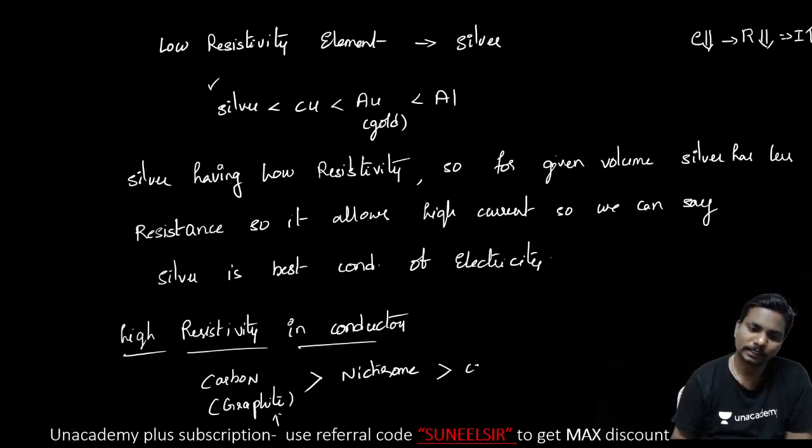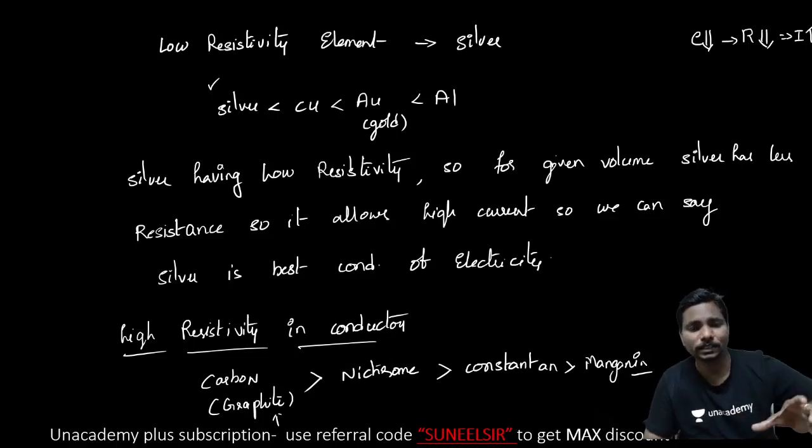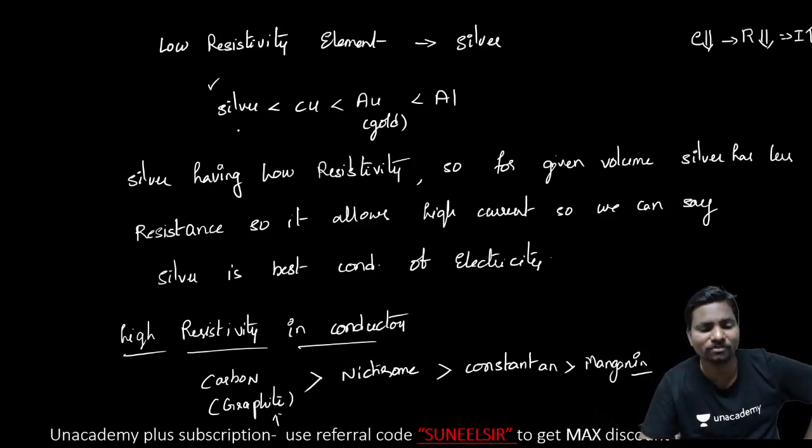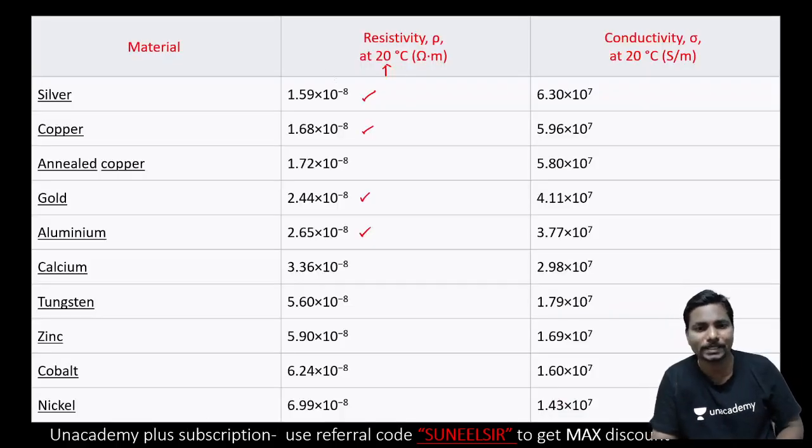After that, constantan and manganese, which are alloys having high resistivity. So if they are asking the question about low resistivity and silver is not there, go for copper. If the high resistivity is carbon or graphite and these are not there, go for nichrome, like that. Then you will get the idea. And in case of conductors, the resistivity is of the order of 10 power minus 8.